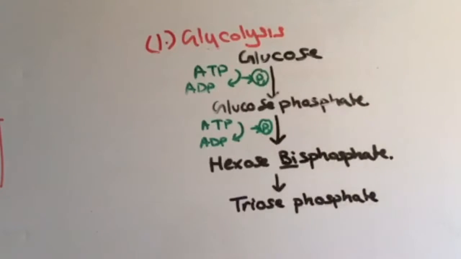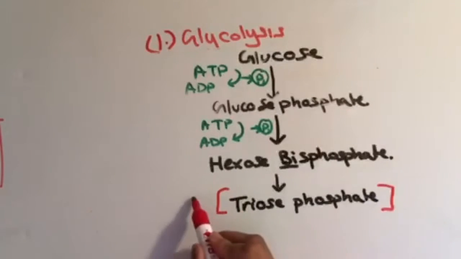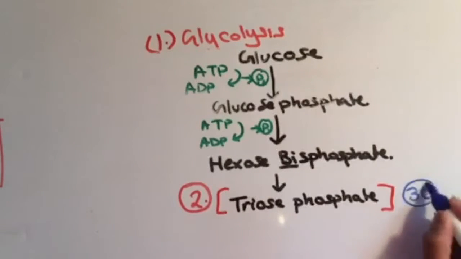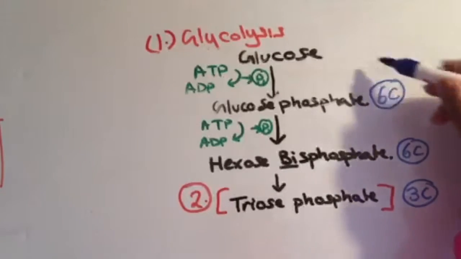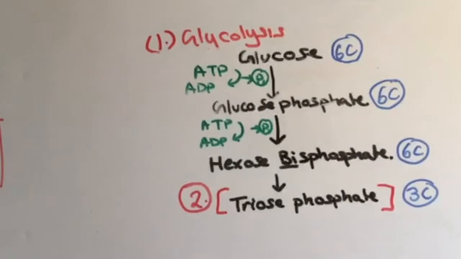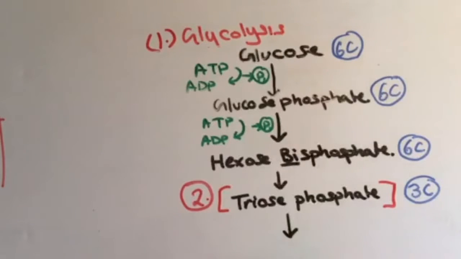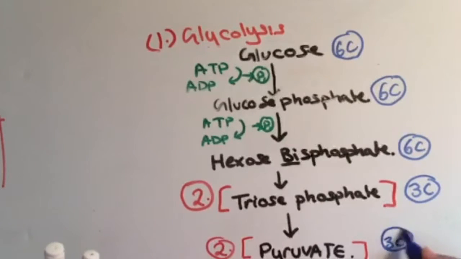Then triose phosphate is formed. Triose phosphate is simply formed via the splitting of hexose bisphosphate. This is a 3-carbon molecule, whereas the rest before then are 6 carbons. Then triose phosphate is oxidized, so therefore it loses hydrogen. The hydrogen that is lost is carried by NAD to make reduced NAD. This is also known as NADH.